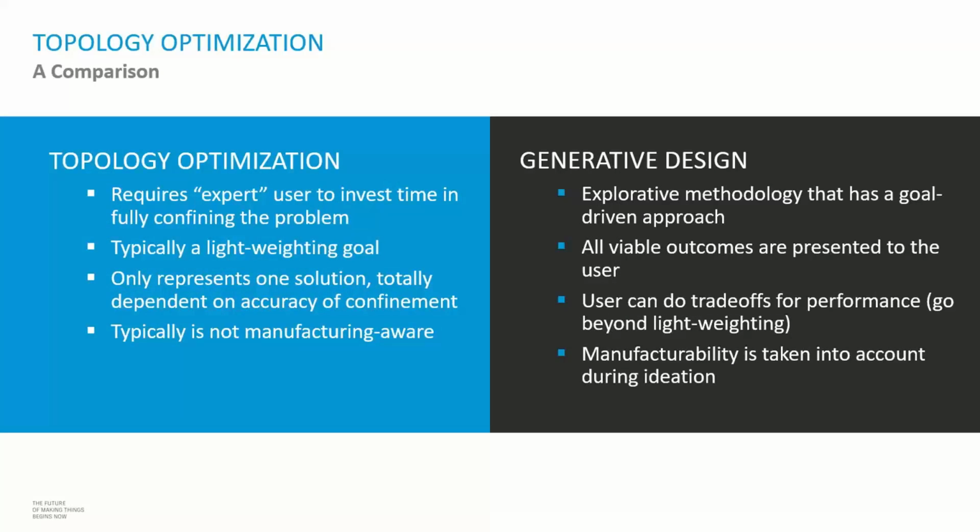So comparing the two, topology requires an expert user to invest time in fully confining the problem, and generative design is more of an exploration method. Typically, it's a lightweighting goal. And in generative design, we're looking for all viable outcomes that we can then consider. Again, topology gives us just one, and typically it's not manufacturing aware. That's to me one of my top 3 things that I like about generative design, is that it is manufacturing aware, and that's what we see here.